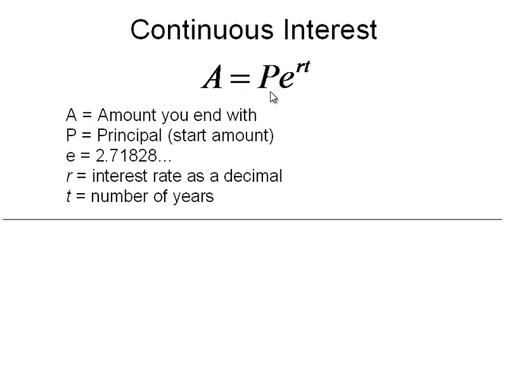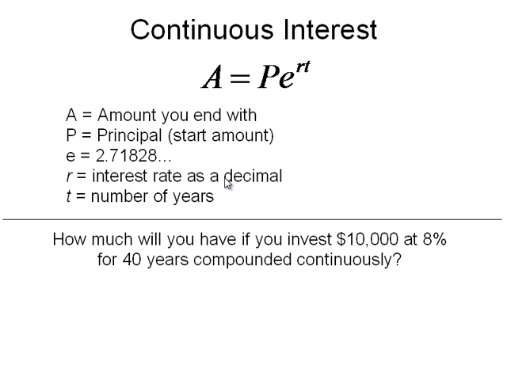A is the amount you end with. P is the principal that you start with. e is a number on your calculator, 2.71828. And there's an e key on your calculator. Most calculators it's going to be in yellow. It's a second function right above the LN, left side about 2 up from the bottom. Again, r is your interest rate as a decimal, and t is the number of years.